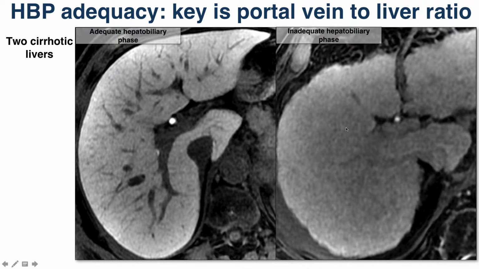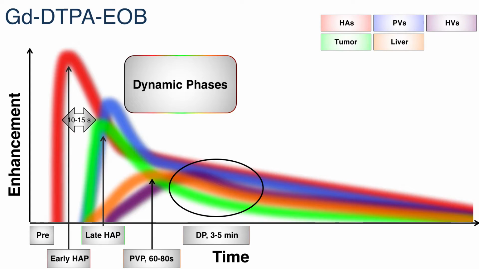Now, if I see a lesion in a situation like this where the liver is not functioning well, then I can interpret that as there being a lesion there. But if I don't see a lesion, I'm not sure whether there's a lesion or not. So don't look at the bile ducts, look at the liver to blood vessel contrast ratio.